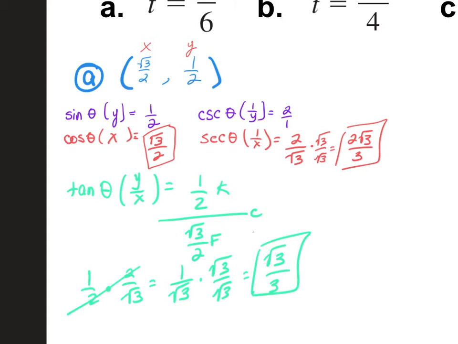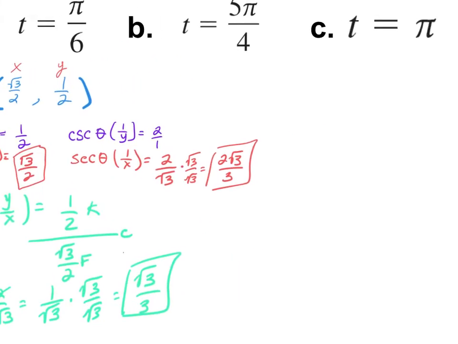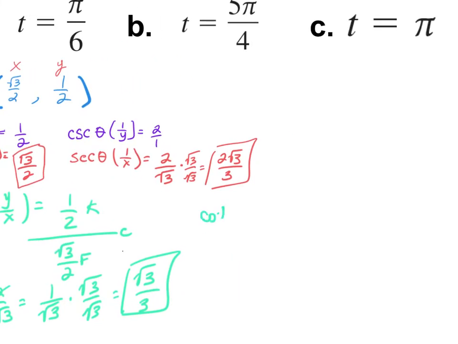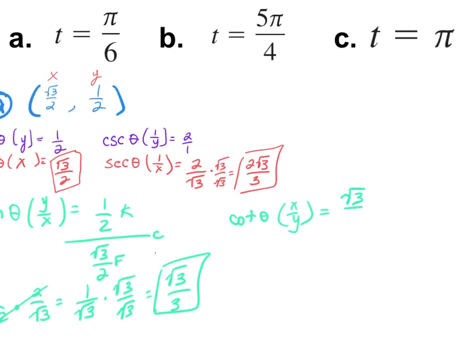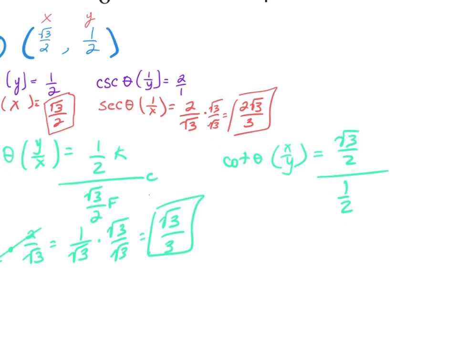Anybody else? No? All right, so let's do cotangent. Cotangent of theta is what over what? X over y. Good. So my x value, my ordered pair, is root 3 over 2. My y value is 1/2. So let's clean it up a little bit. Square root of 3 over 2 times 2 over 1.